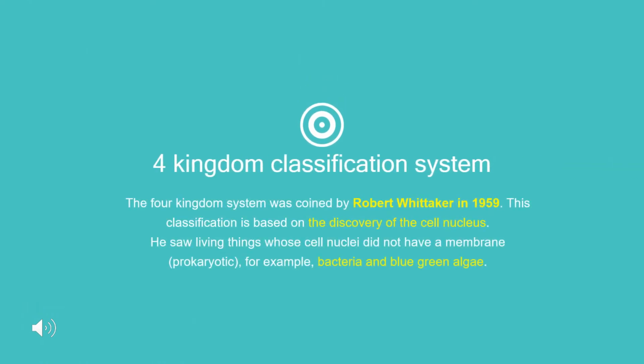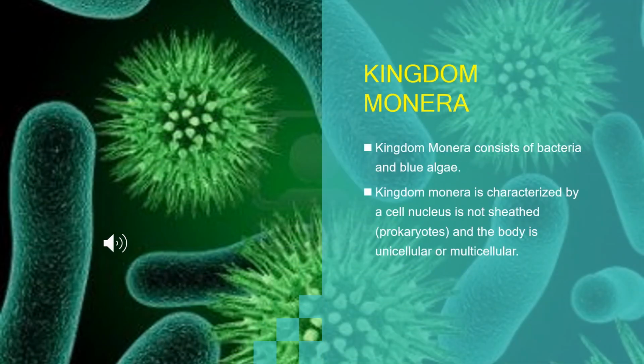The 4 kingdom classification system was coined by Robert Whittaker in 1959. This classification is based on the discovery of the cell nucleus. He saw living things whose cell nuclei did not have a membrane, called prokaryotes, for example, bacteria and blue-green algae. The first is kingdom Monera, which consists of bacteria and blue algae. It is characterized by a cell nucleus that is not sheathed, or prokaryotes, and the body is unicellular or multicellular.